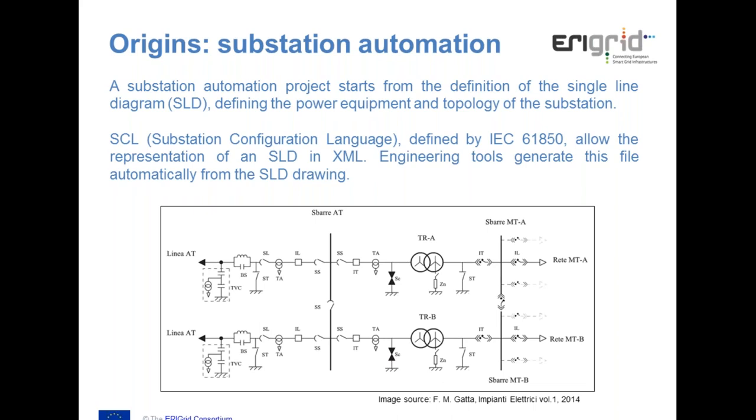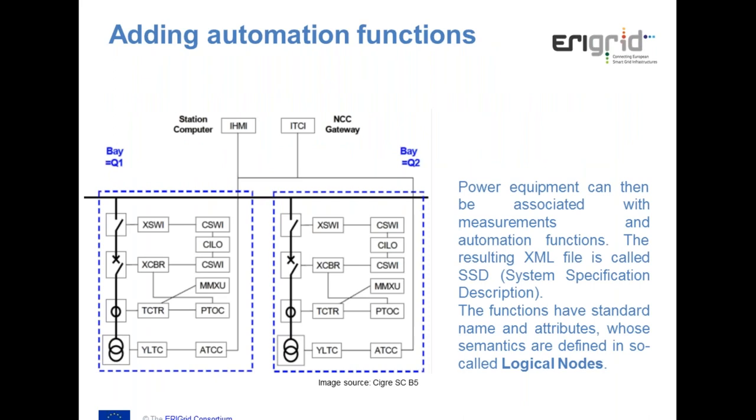The idea is that engineering tools which are compliant with the 61850 workflow allow you to draw a single line diagram like the one shown here, and they are able to generate automatically, and in a way that is invisible for the end user, the standard XML file starting from this drawing. Then after the power equipment has been specified, the next step in the process would be to add the automation functions to this single line diagram by using the 61850 data model, which I illustrated before.